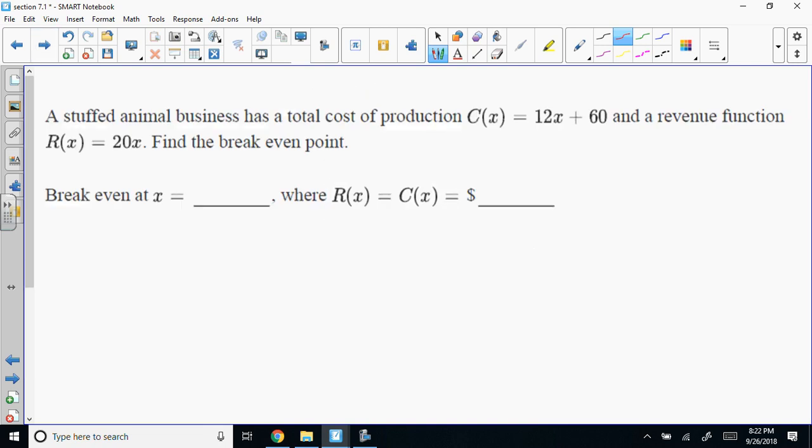Okay, last one on this one. A stuffed animal business has a total cost of production of C of X equals 12X plus 60 and a revenue function of R of X equals 20X. Find the break-even point.